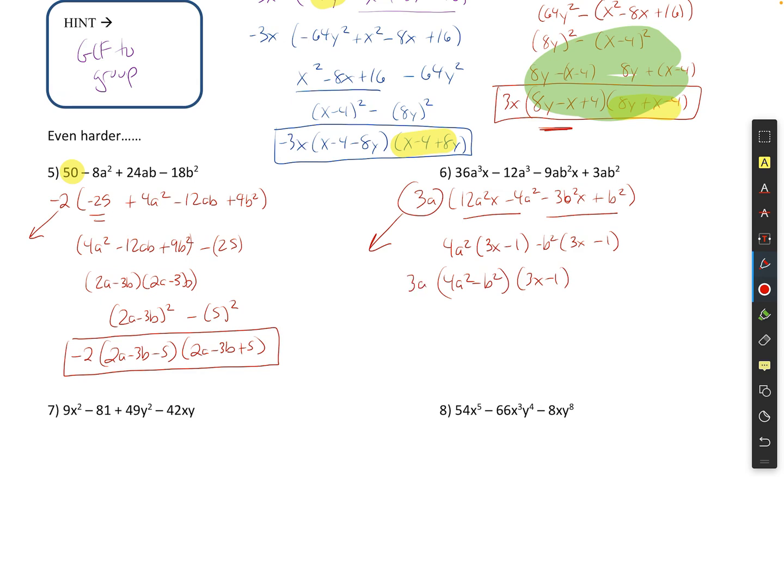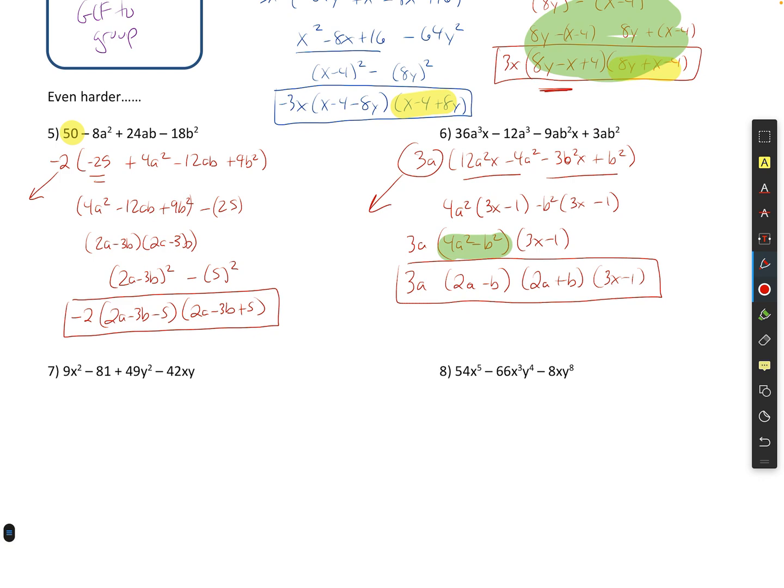All right, got my GCF in front. So it may not be a difference of squares. If it's 4 terms, you got 2 options. And now, know what I realize here? It's not done. The problem's not done. It can go further. 3a, 2a minus b, 2a plus b, 3x minus 1. All right, finish the problem. Finish completely.